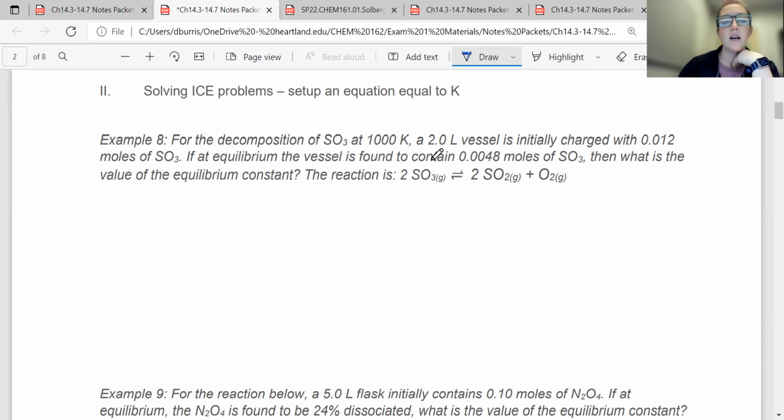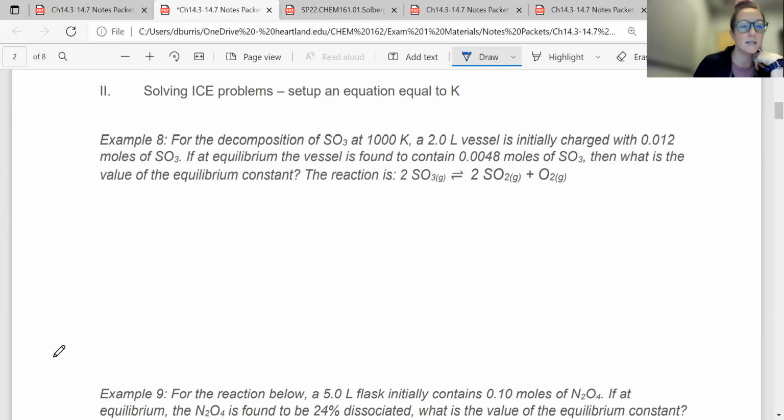So decomposition of SO3, I gave you the reaction here, is initially charged with 0.012 moles of SO3. So I know that's initially. If at equilibrium, I told you one of the equilibrium concentrations. Now, if I gave you another one, we would have been able to figure this out without having to set up an ICE table, but I only gave you one. So we will have to set up an ICE table. Then what is the value of the equilibrium constant? So the whole goal is to figure out K.